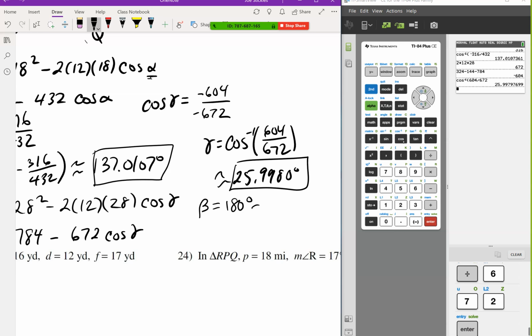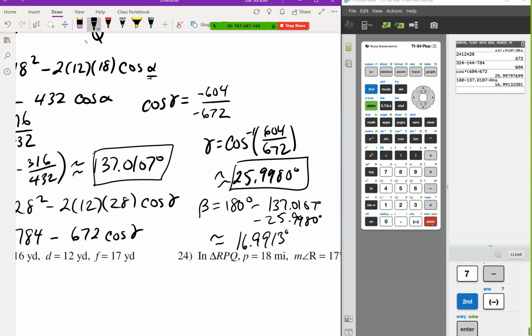And then the third angle is always the easiest one to solve for, because we just need to subtract the other two from 180. So I'll do the 180. Oh, crud. I keep forgetting to click on the calculator before I start typing on the keypad. And we get 16.9913.